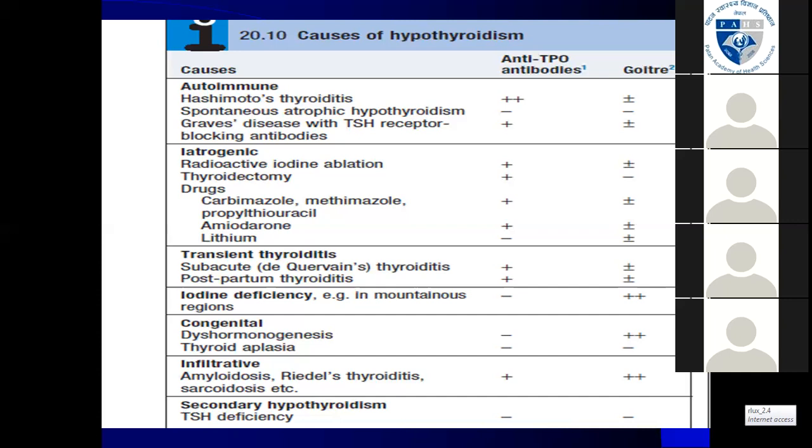The secondary cause could be TSH deficiency. It could be through a pituitary tumor, pituitary adenoma, or Sheehan syndrome, or sometimes radiation to the pituitary also causes TSH deficiency. Most of the time, hypothyroidism is much more common in females. The male to female ratio is about 1:6.